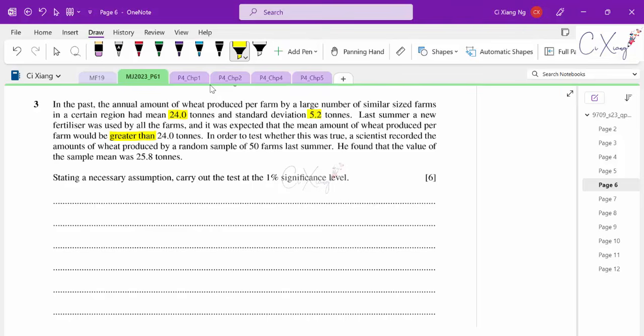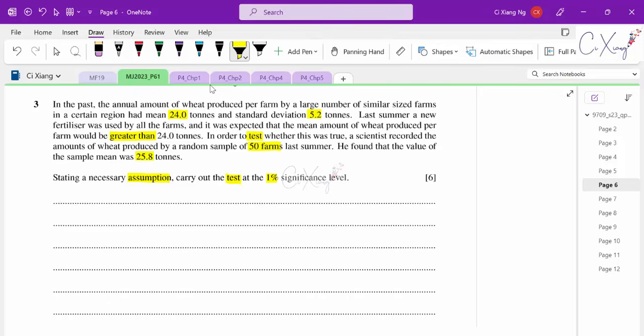In order to test whether this was true, okay, so I think we can see a keyword here, test. A scientist recorded the amount of wheat produced by a random sample of 50 farms last summer. He found that the value of the sample mean was 25.8. So stating a necessary assumption, they want us to carry out the test at 1% significance level. Okay, so for this question, of course, the keyword will be the test. It tells us that it is a hypothesis test question.